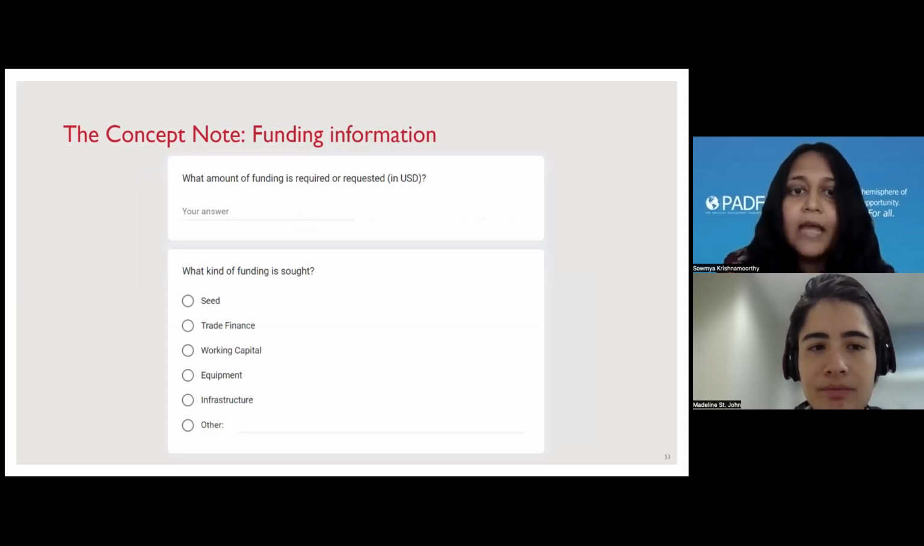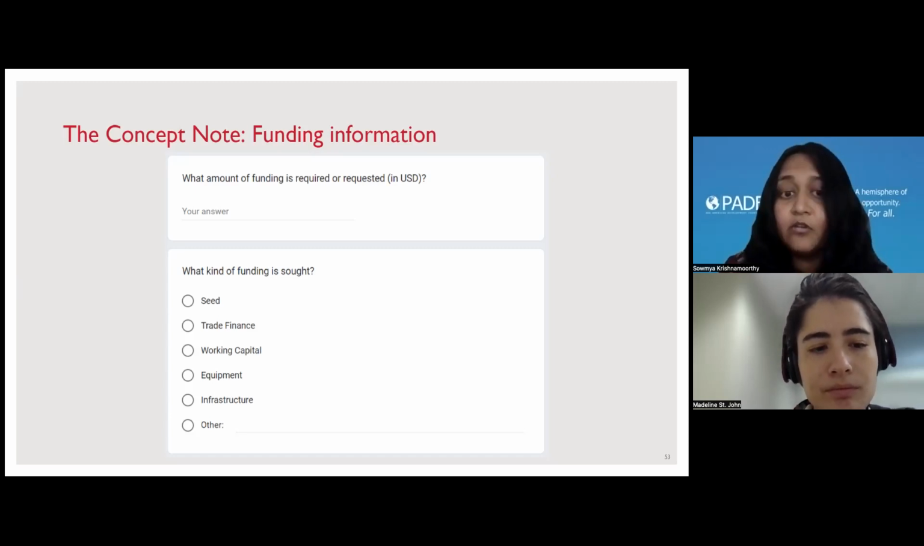And this application window in St. Lucia is open to receive funding requests all the way up to $100,000. It's a blended finance mechanism. So tell us a little bit about how much funding you're seeking for your idea, and then what is the kind of funding that you think this falls under? Is it seed capital, trade finance, working capital? Are you interested in purchasing equipment? Do you need to make some improvements to infrastructure, or is it something else entirely? Give us a little sense of what that funding category might be. Next slide, please.